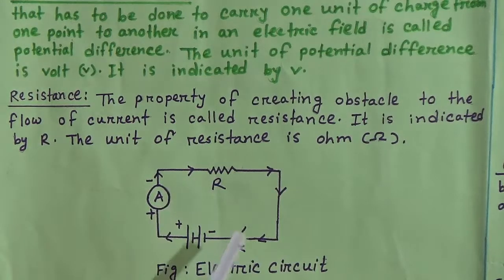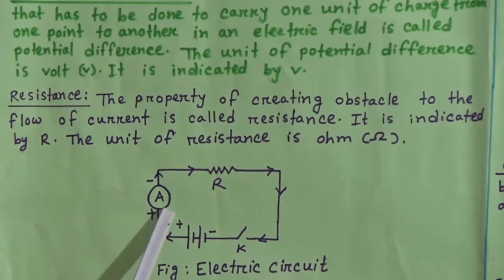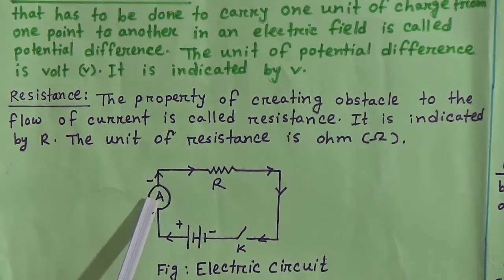Let's see the figure. There are some electric equipment or instruments. This is resistance. It is indicated by R. This is ampere. It is indicated by A. This is cell or battery, and there is key or switch. This is a complete electric circuit.